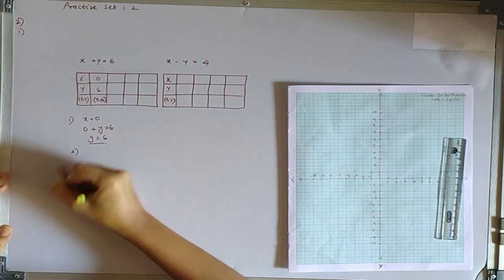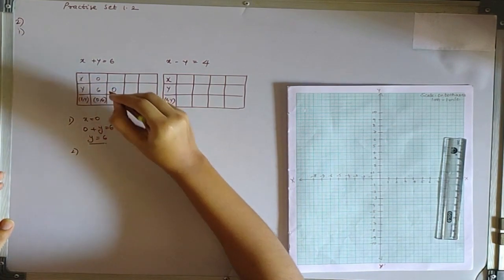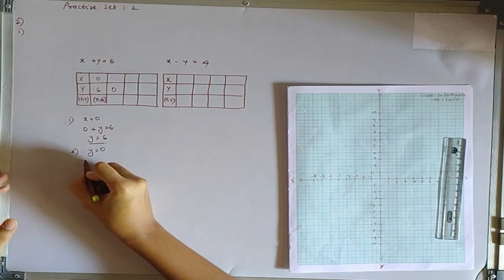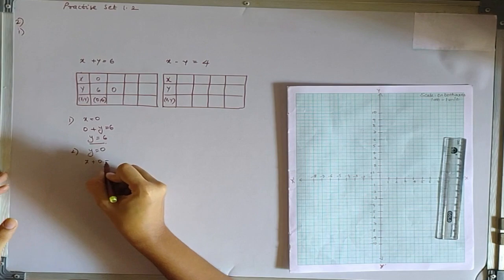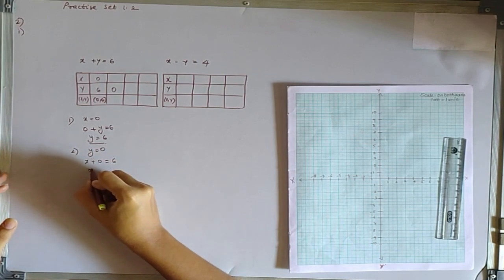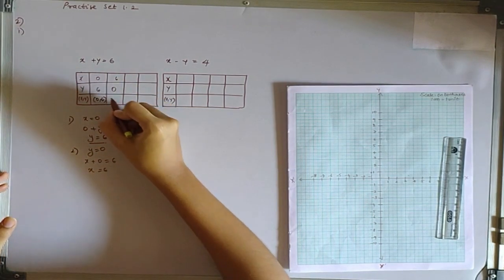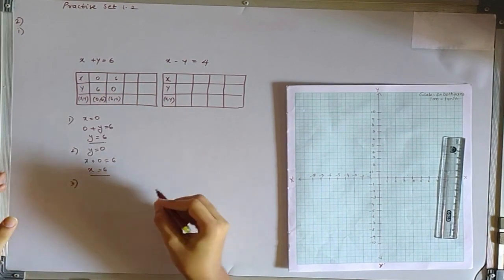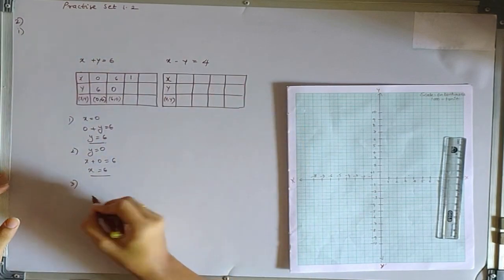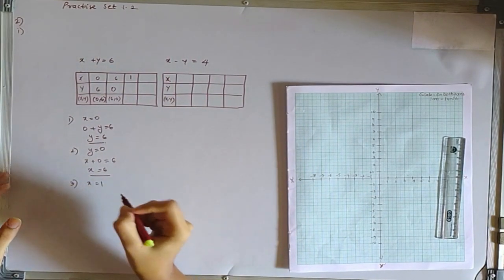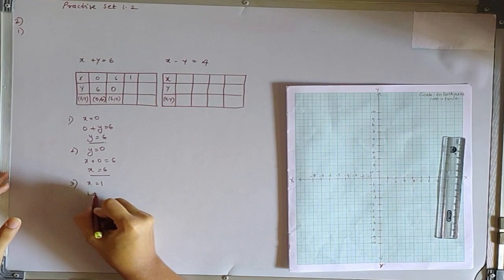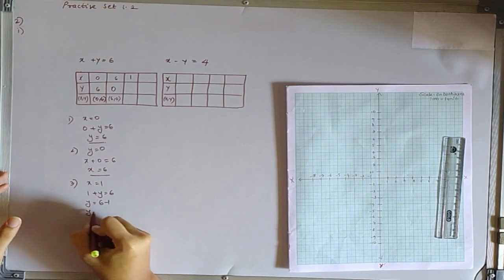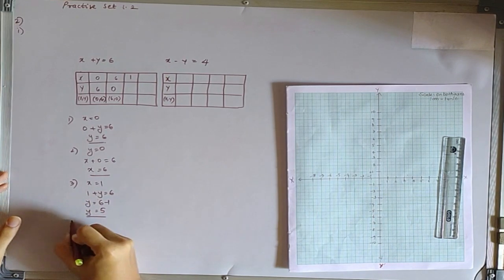Okay. Next. Now I put y is equal to 0 and see. For that, x plus 0 will be equal to 6, and that will lead to x is equal to 6. So that was easy. 6, 0. Third part. Now let's put x is equal to 1. 1 plus y is equal to 6. So y comes out to be 6 minus 1. Y comes out to be 5.